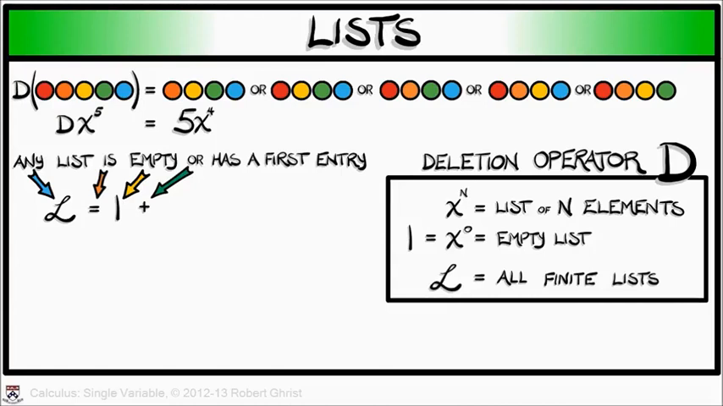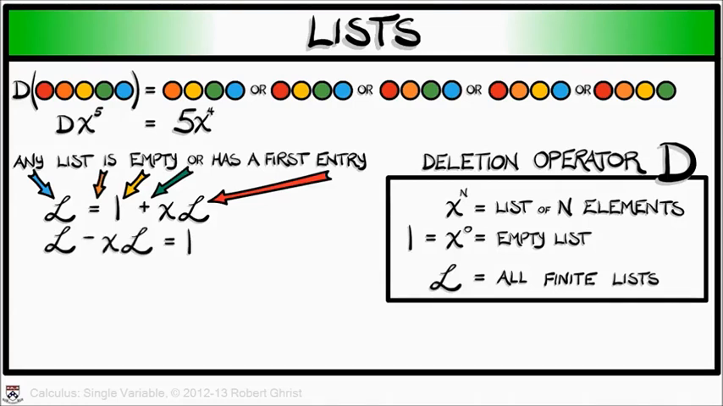So L is equal to 1 plus, and here's the tricky one. What does it mean to say that a list has a first entry? Well, that means it has an X in it, followed by some finite list, maybe empty, maybe non-empty. We can rewrite this statement as L equals 1 plus X times L. And now, let's do some algebra, see what comes out.